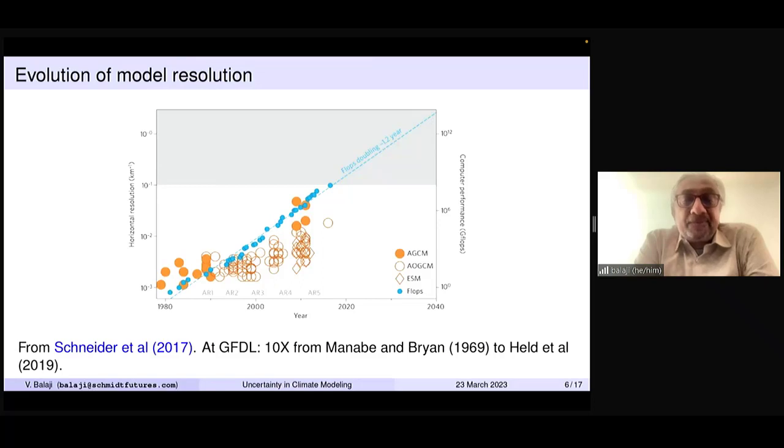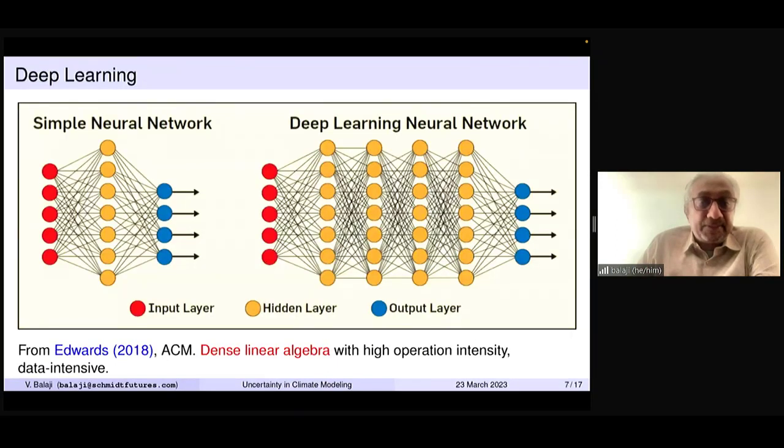So this is showing for different classes of complexity of models, just atmospheric GCMs, or atmosphere-ocean GCMs, or Earth system models that include a biosphere. In all of these, the resolution somehow stays well below where you might expect. So at GFDL, for example, where I worked, from the Manabe and Bryan paper, which is the first coupled model from 50 years ago, 1969, to the model we submitted to CMIP-6, which is Isaac Held et al. in 2019, so 50 years, the model resolution increased by 10x. It did not increase by anything like the orders of magnitude you might expect if you're simply following the computing curve.